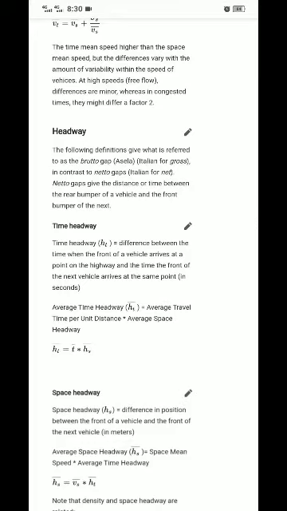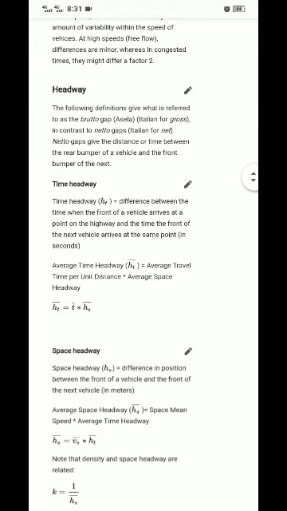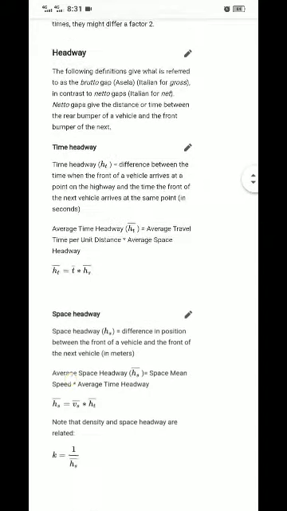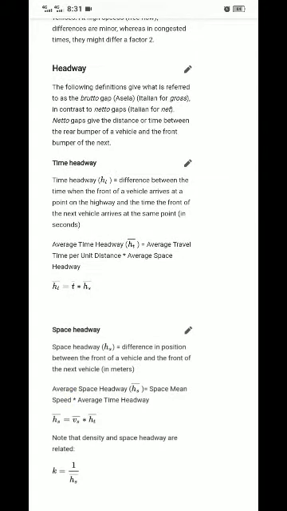So the next is the time headway. Time headway, or H sub t, is equal to the difference between the time when the front of a vehicle arrives at a point of the highway and the time the front of the next vehicle arrives at the same point, in seconds. Average time headway, or the segment H sub t, is equal to average travel time per unit distance, or the average space headway. Segment H sub t is equal to segment t multiplied by the segment H sub s.